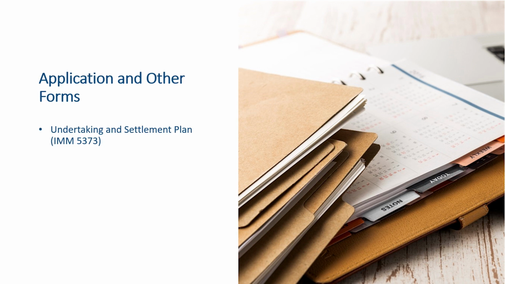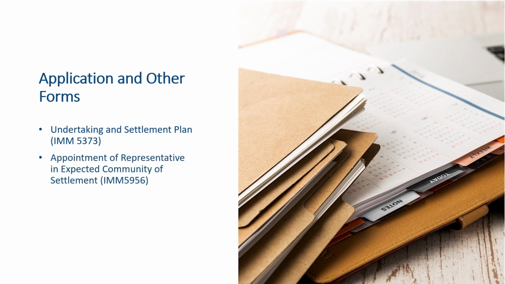I'll show you what it looks like in a few slides, but just be aware, as of November 1st, 2023, you won't be completing a separate settlement plan and a separate undertaking form. They will be combined into one form because there is one form for SARs in risk management plan B and C. There'll also be a new appointment of representatives in the expected community of settlement form, so the IMM 5956 form. And the main changes being made to this form are so that they mirror the changes that are being made in the settlement plan form. And we'll look at some of these changes in a bit more detail in the coming slides.